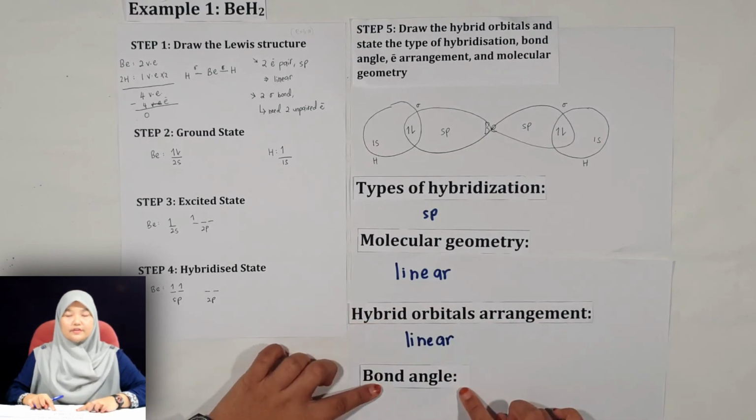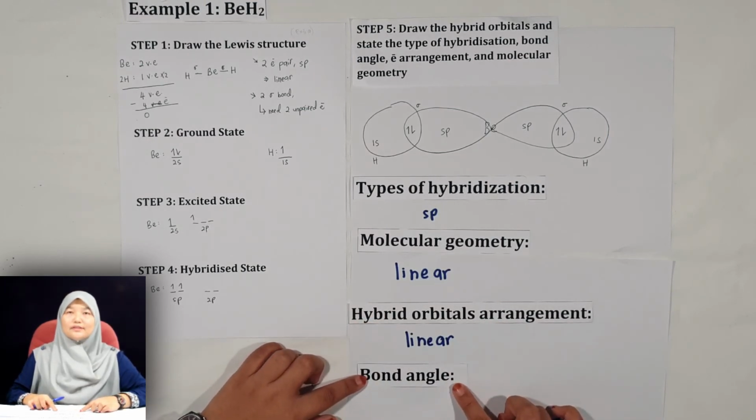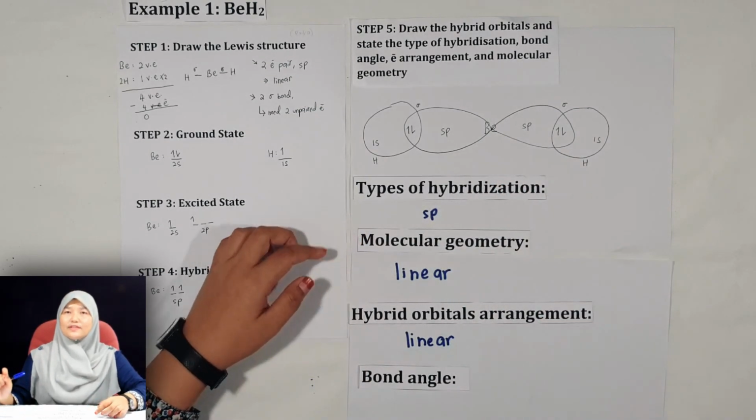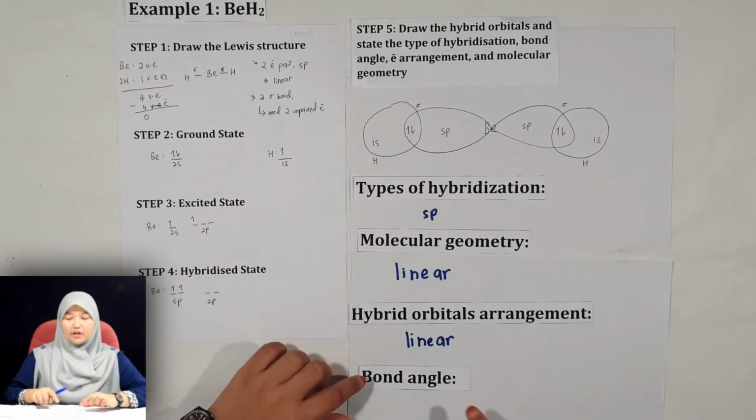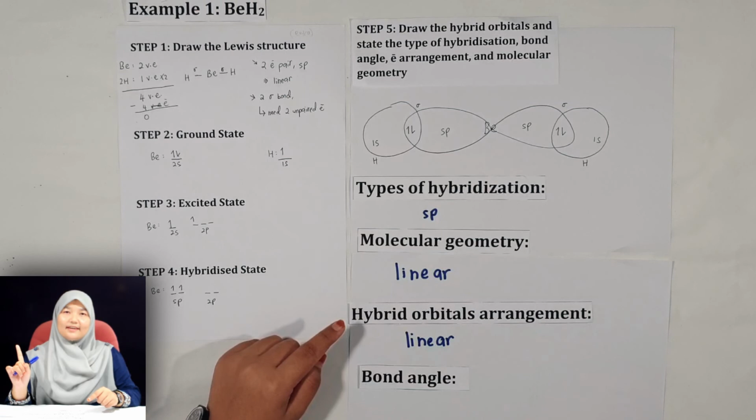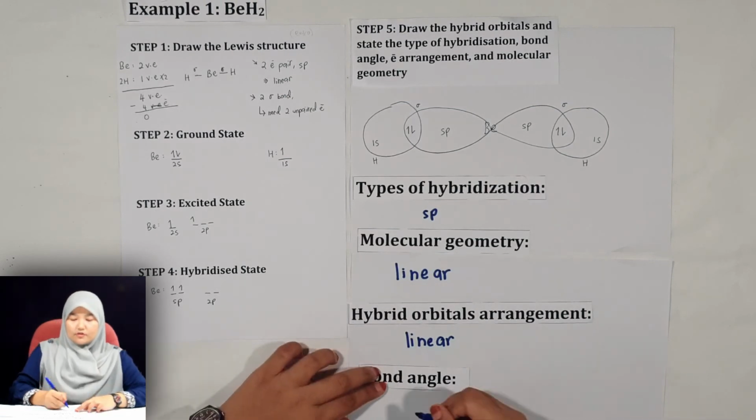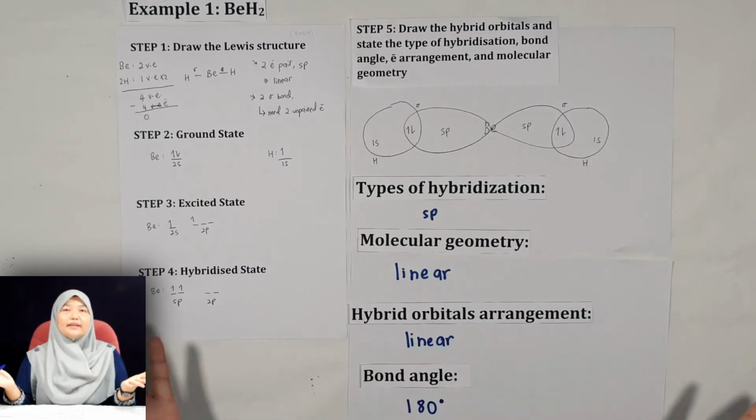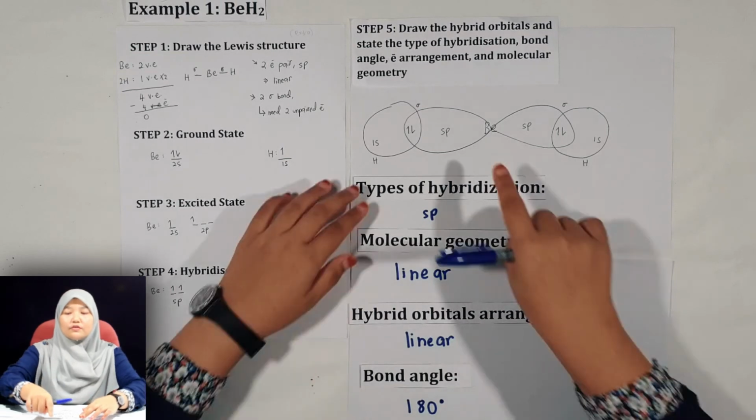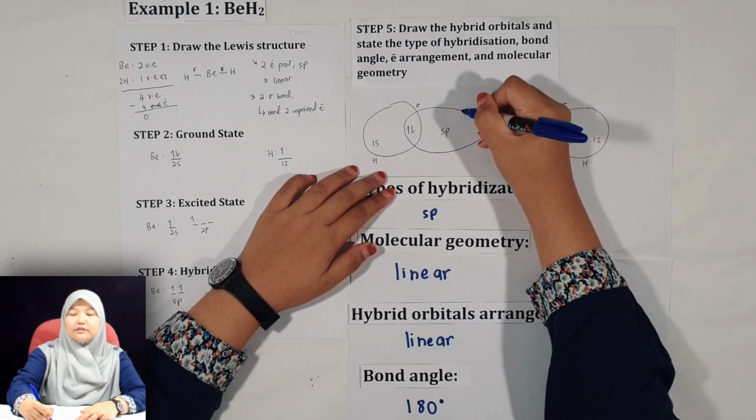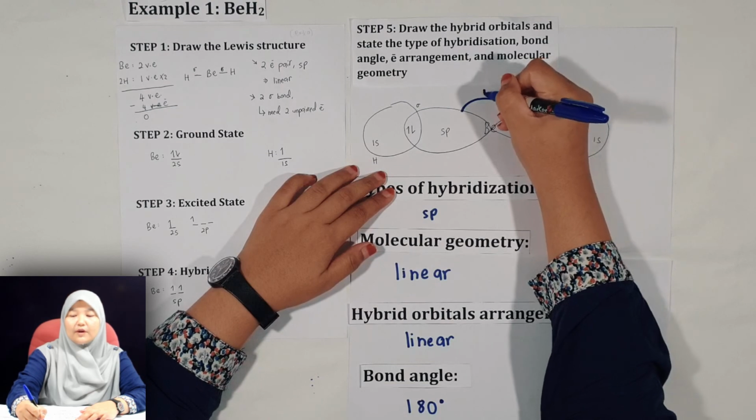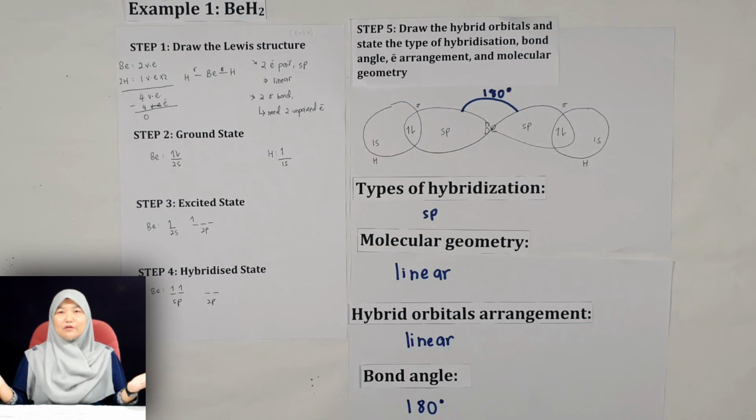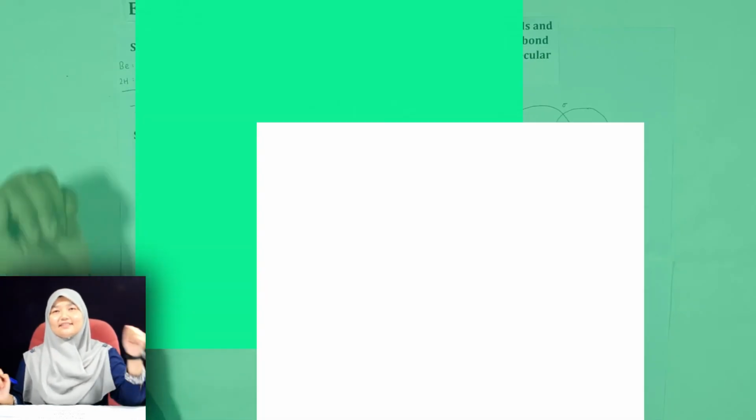Okay, so bond angle. So this is very important. Students selalu terlupa untuk letak bond angle. You kena state dan juga tunjuk di dalam dia punya lukisan untuk hybrid ni. Okay, so kalau linear, bond angle dia adalah 180 degree, dekat mana kita nak tunjuk? Sebab bond angle obviously between bond. So between the bond. So kita akan label between these two bond 180 degree. Okay, so now kita dah siap menjawab soalan ini.